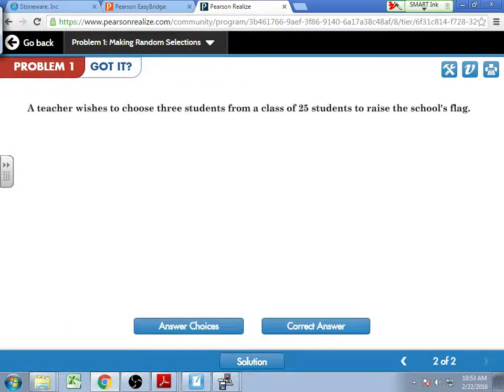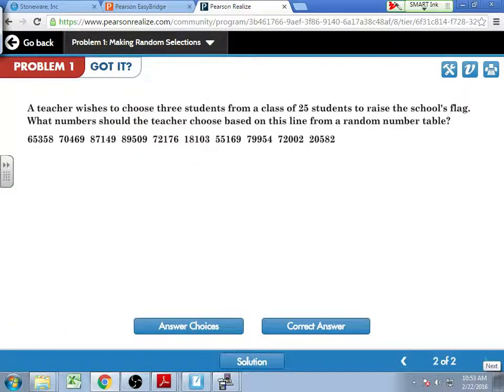So, same type of situation. A teacher wishes to choose 3 students from a class of 25 to raise the school's flag. What numbers should the teacher choose based on this line of random numbers? So give this a shot. Drop down what your double digits are, or you can kind of group them. Last year I had people that just wanted to circle or box around each pair so that I can use those 2-digit numbers.